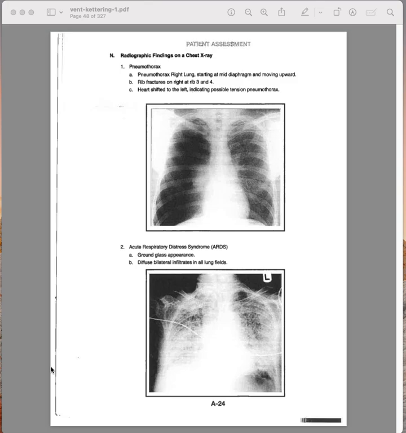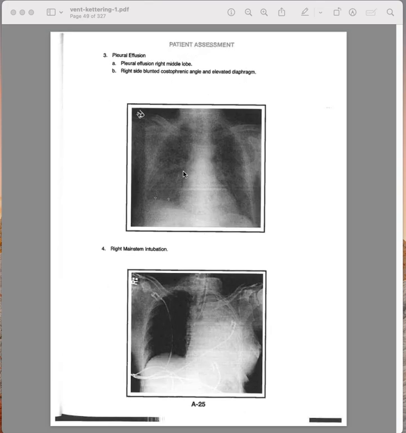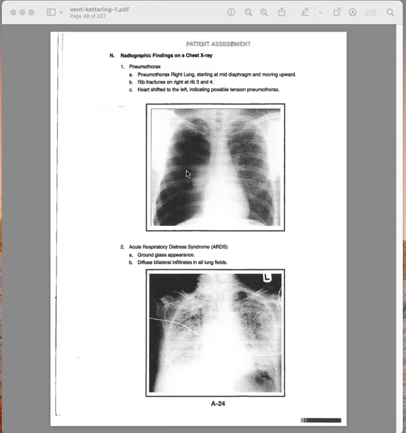The picture of the chest X-ray is at the bottom. Over here, this is the picture. That right here is a pneumothorax. This is the right lung.